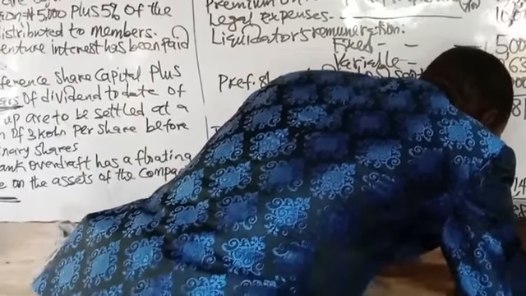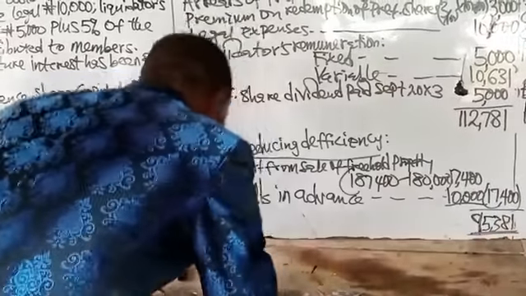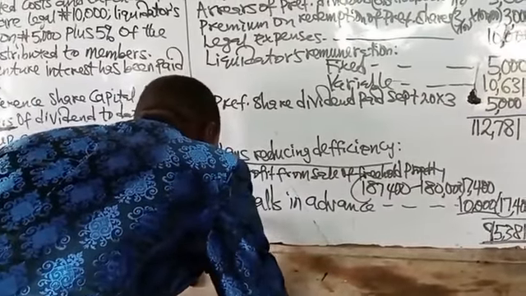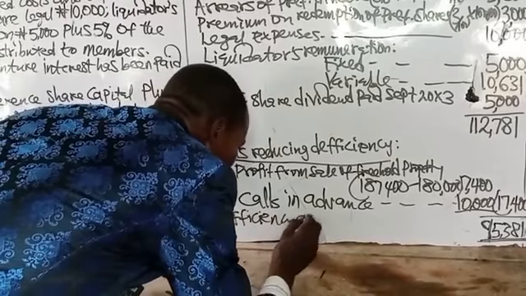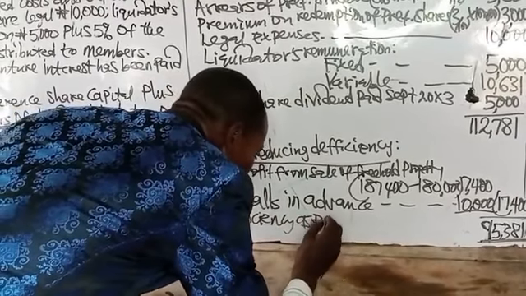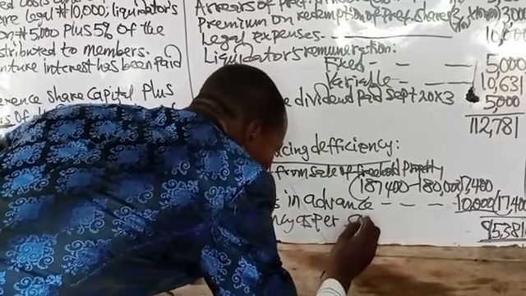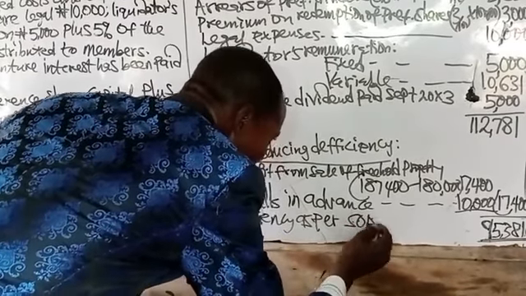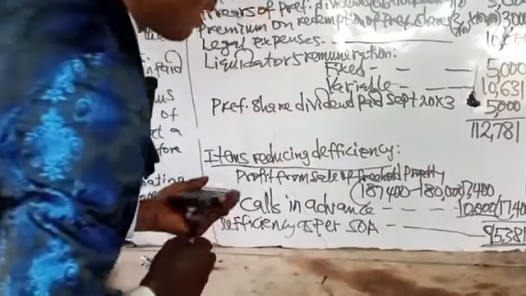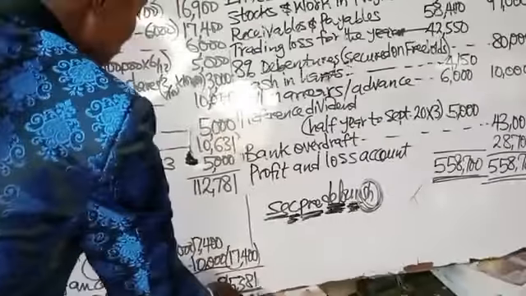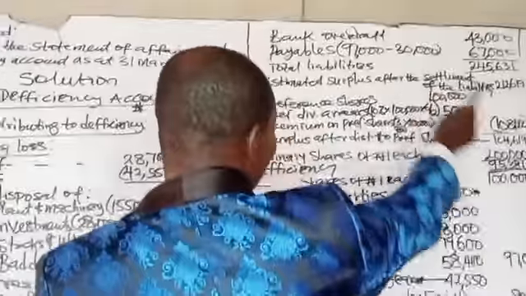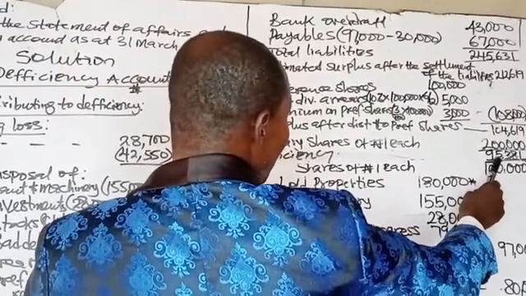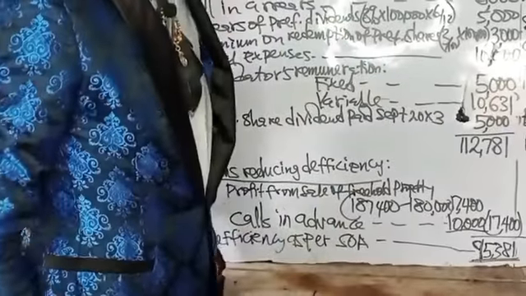95,381. This is the deficiency as per statement of affairs. If you compare this figure with the deficiency we got in the statement of affairs, you will discover that the amounts are the same. Now, this is our statement of affairs. This is where it ended. And we have the deficiency of 95,381, which agrees with what we have in our deficiency account.